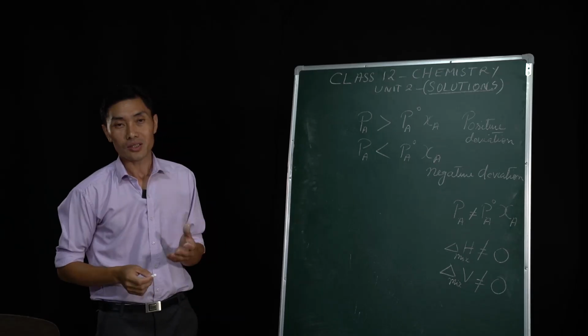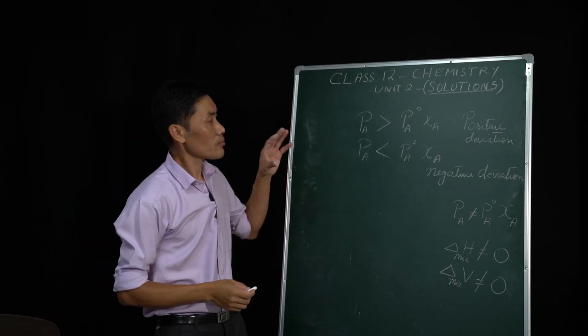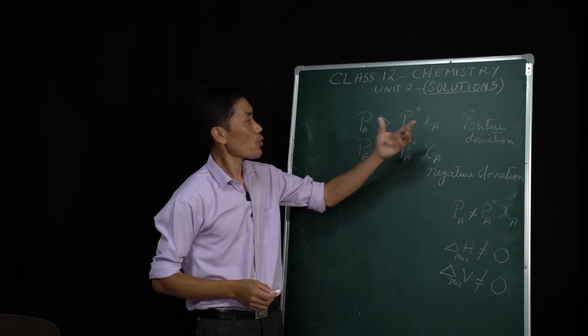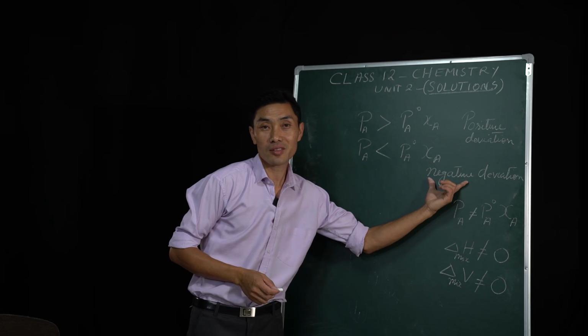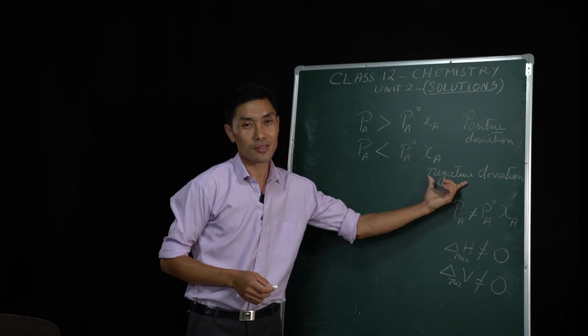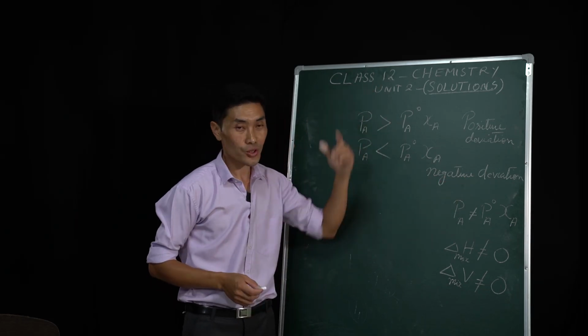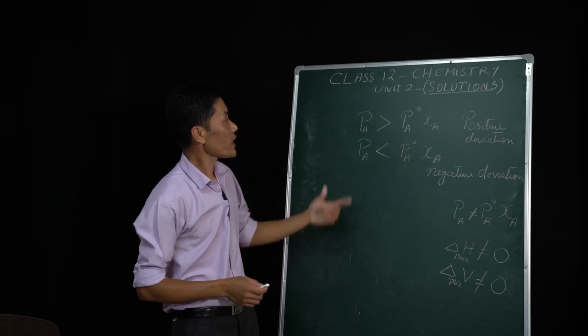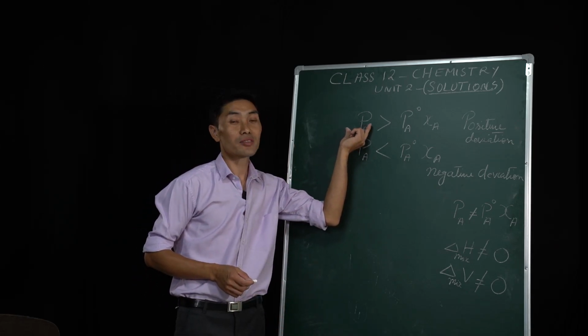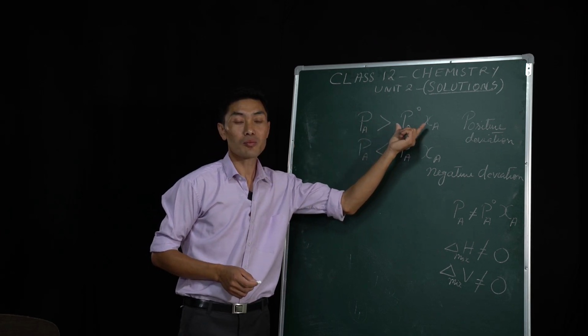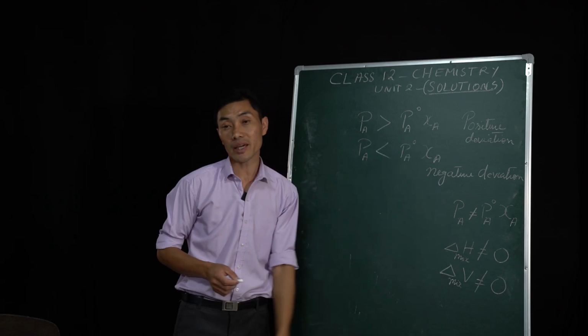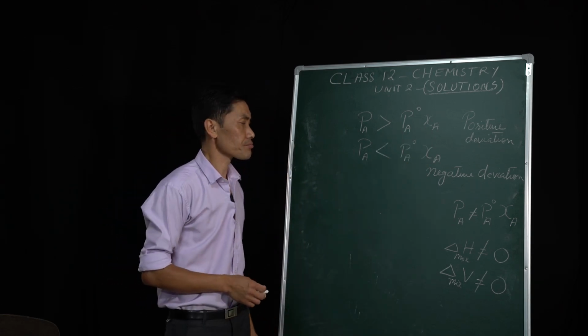Now the question is, why do some solutions show positive deviation? Why do some show negative deviation? Why don't they obey Raoult's law? Or why is the vapor pressure of the component not equal to the product of the vapor pressure of the pure component multiplied by its mole fraction?